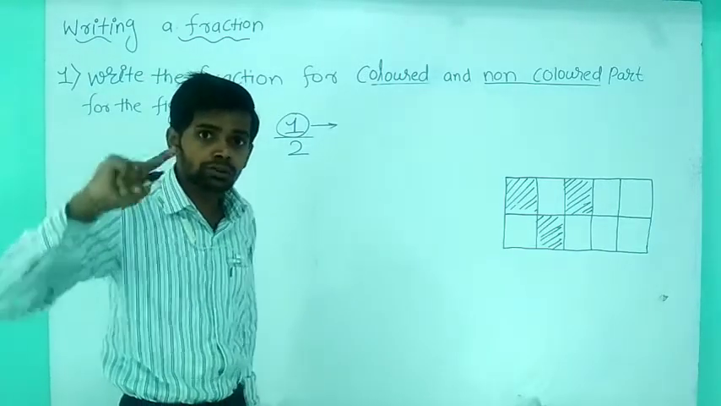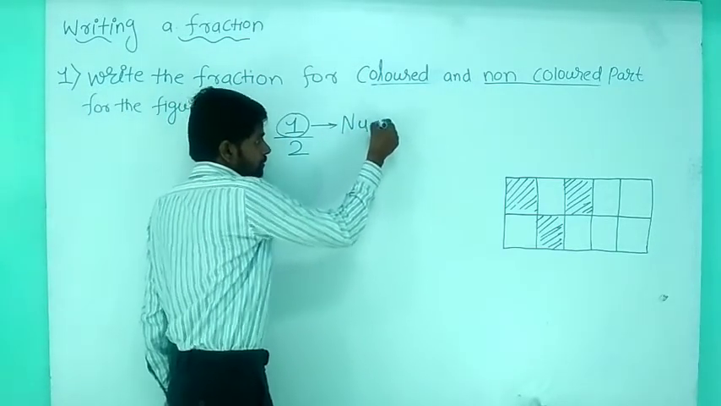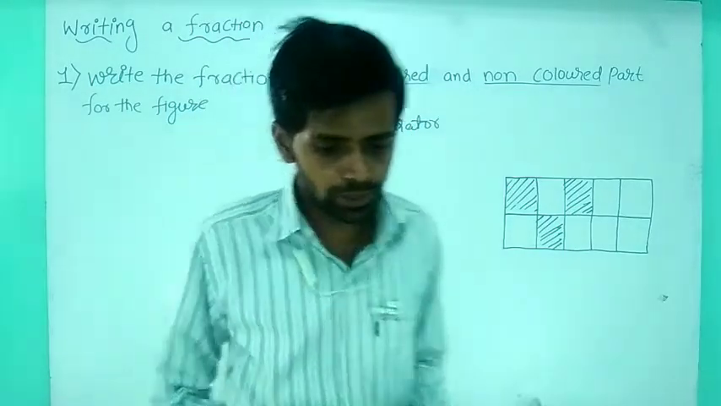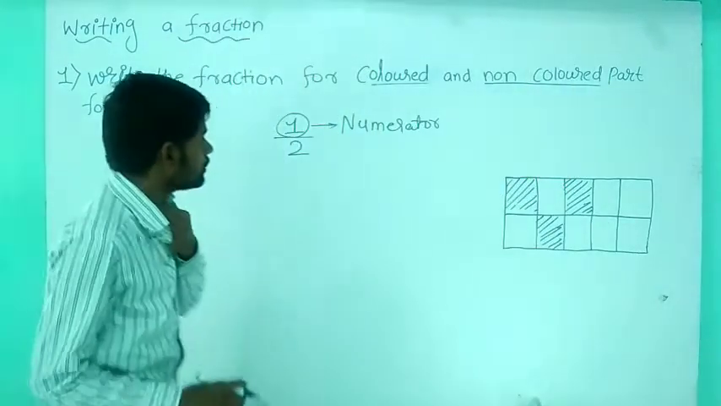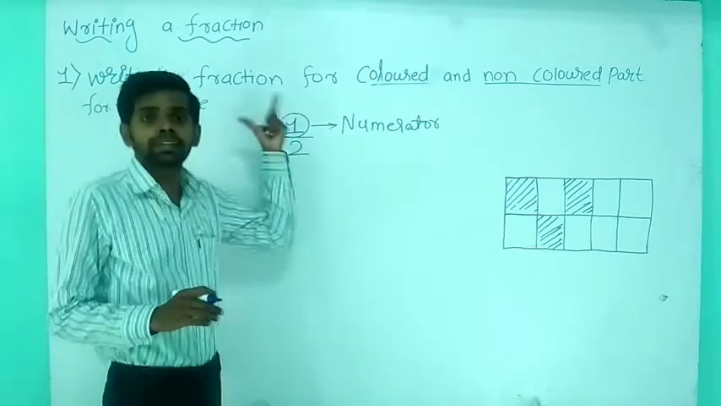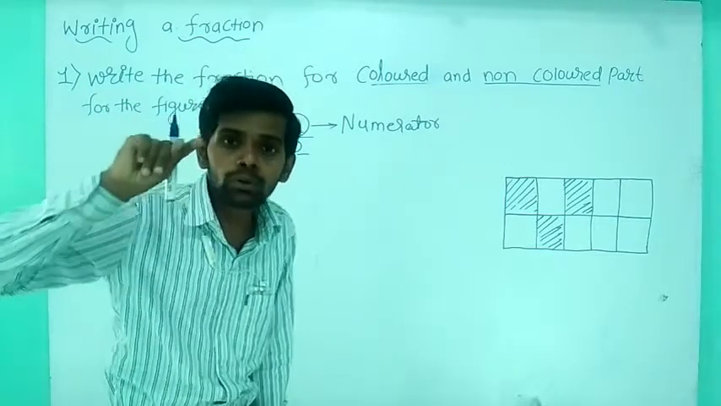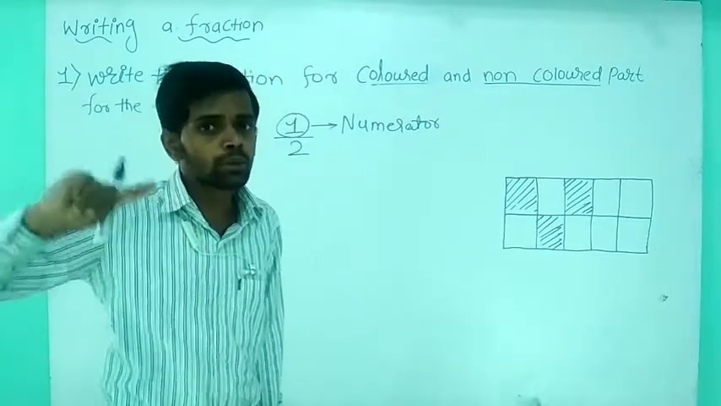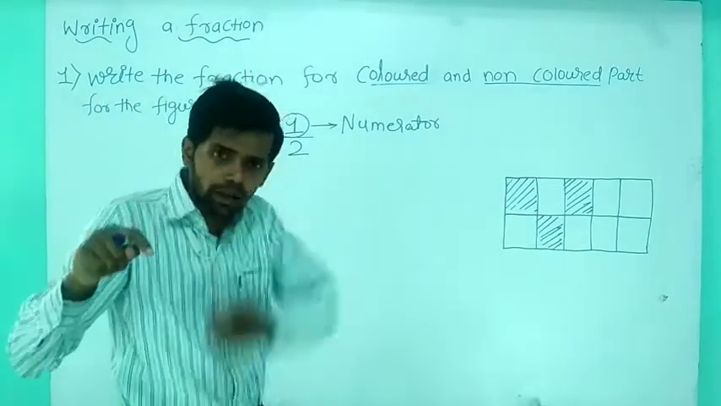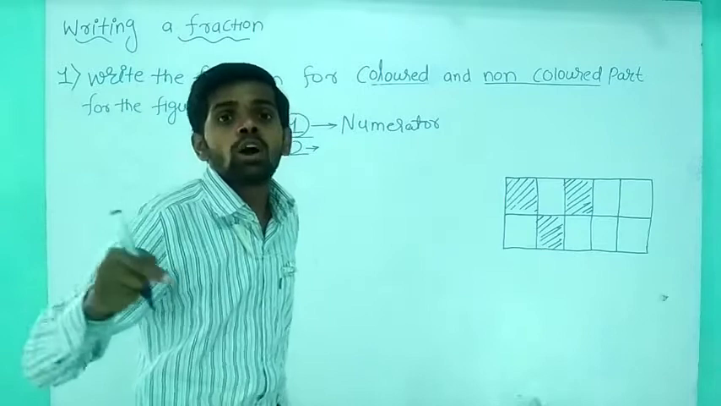So the number which is at the upper side is called the numerator. क्या बोलते हैं ऊपर वाले नंबर को? Just wait a minute. The number which is at the upper side, जो नंबर ऊपर की साइड में है, that is called the numerator. Numerator. Speak with me. Numerator. So 1 is your numerator, and the number which is at the downside, that means at the bottom side, is called the denominator.